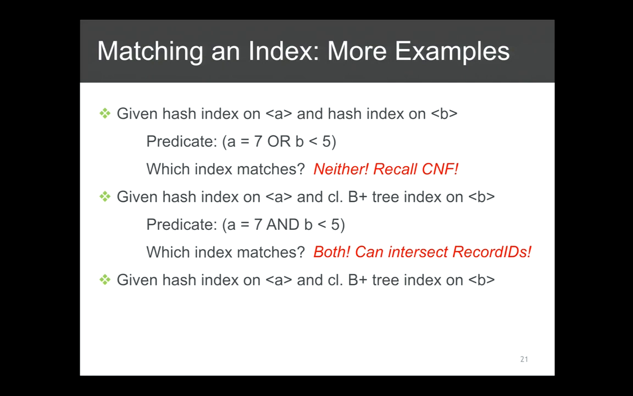Finally, let's look at another complex example. Given a hash index on A, clustered B plus tree index on B, and this is your conjunctive predicate: A equals 7 or C greater than 10, and B less than 5. So the first question to ask is, is this Boolean expression in conjunctive normal form?